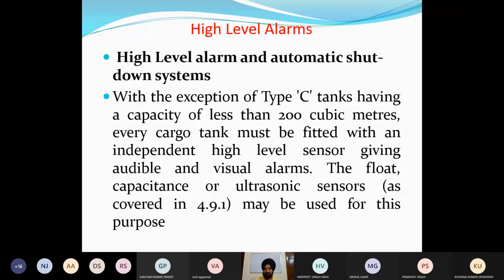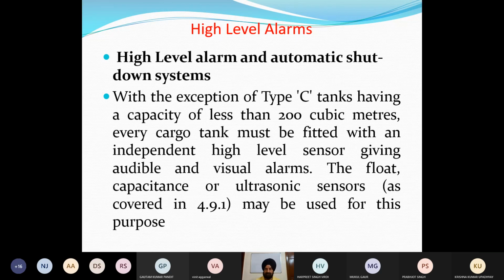With the exception of type C tanks having capacity less than 200 cubic meters, every cargo tank must be fitted with an independent high level sensor. Now these sensors are such that they give audible and visual alarms in your CCR. Float, capacitance and ultrasonic sensors may be used for this purpose.